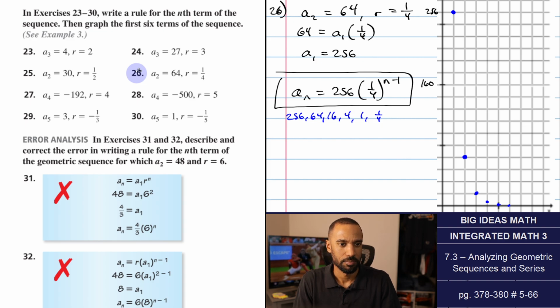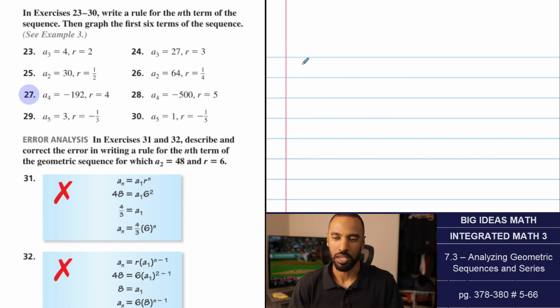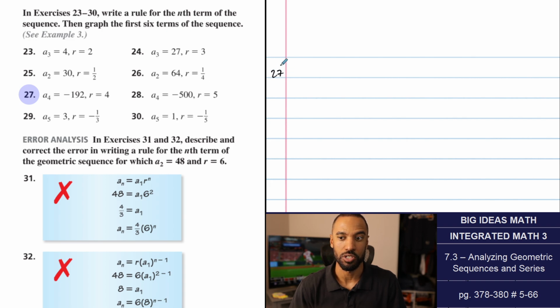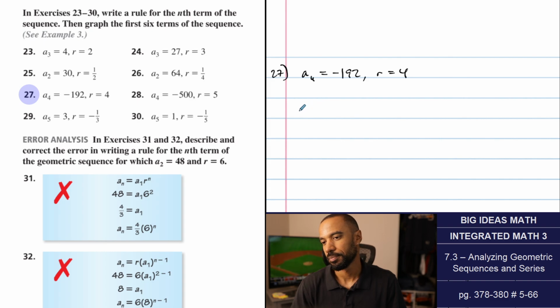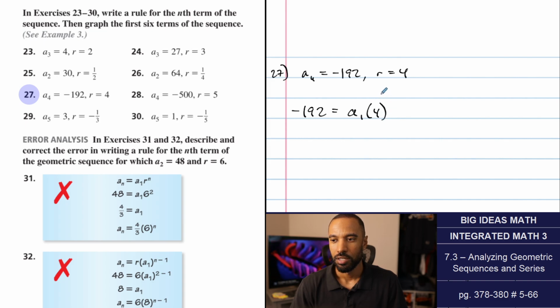Number 27. All right, this is one where I'm more likely to just use their formula thing, right? Instead of dividing by 4 3 times from negative 192, which is fine, I'm just going to use their version of it. I don't know the answer off the top of my head, but I could get to it if I thought about it hard enough. Negative 192 is the first term times common ratio 4 to the 4 minus 1 power, to the third power.